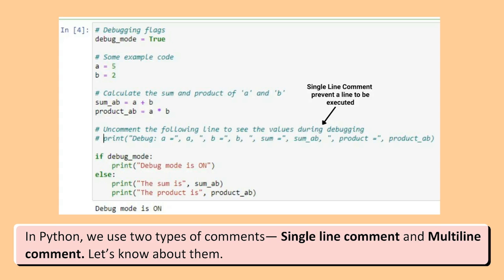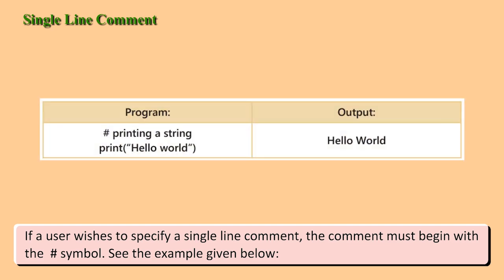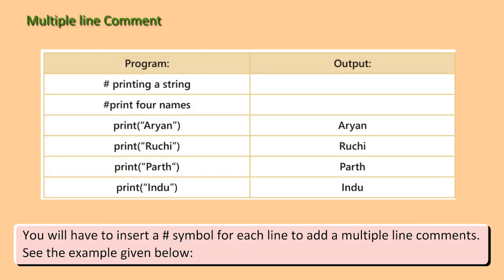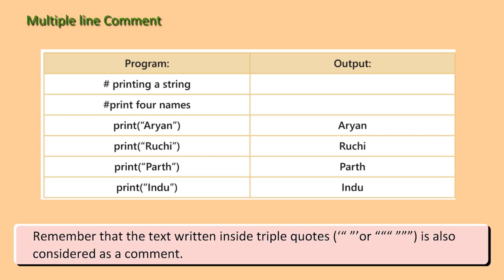Let's know about them. Single line comment. If a user wishes to specify a single line comment, the comment must begin with the hash symbol. See the example given below. Multiple line comment. In Python, you cannot use a syntax for multiline comments. You will have to insert a hash symbol for each line to add a multiple line comment. See the example given below.